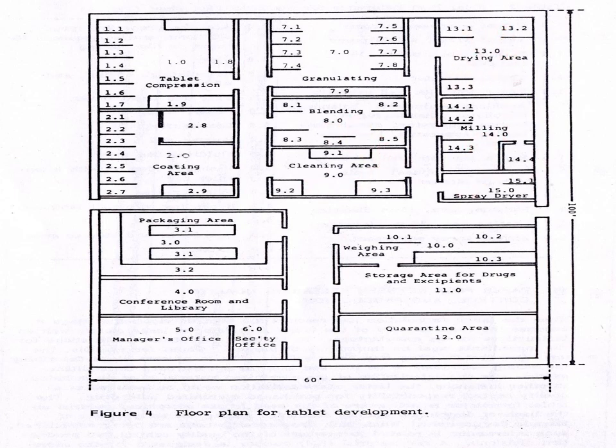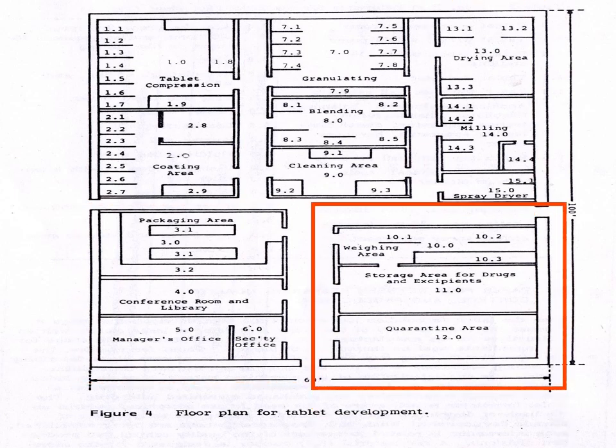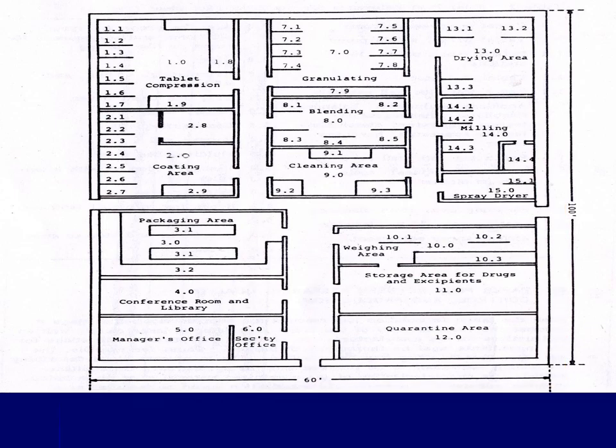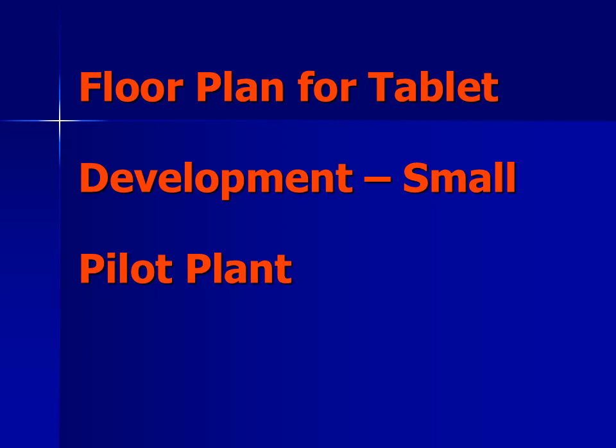This is how your floor plan of the pilot plant looks, right? Granulation, milling, packaging, conference room, manager office, and finally quarantine, storage area for the drugs and excipients. This is your floor plan of your pilot plant.